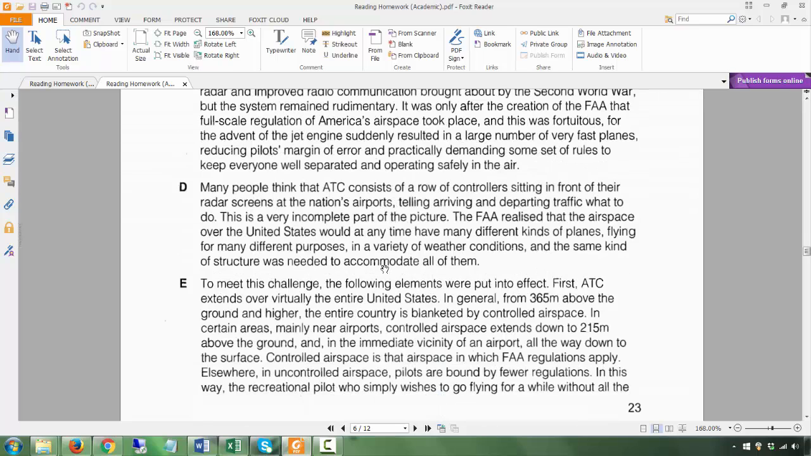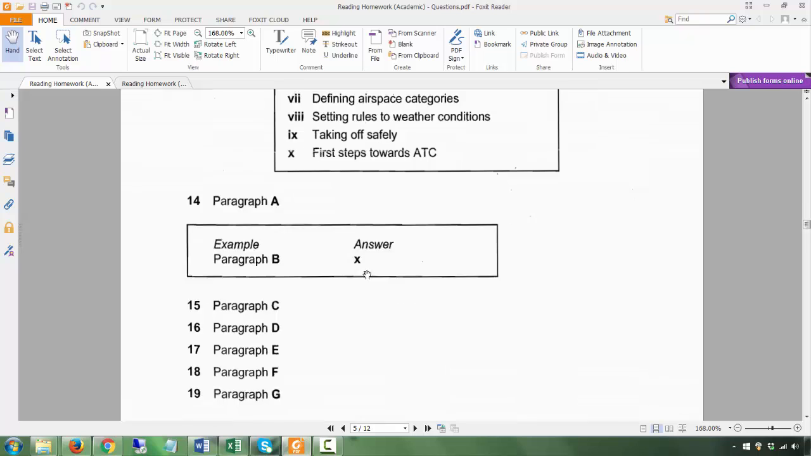So let's see paragraph D. Many people think that blah blah blah. Many people think this is a very incomplete part of the picture. Okay, so this is your opinion, your view is not complete. It's too simple. It's not complex enough. I mean, you can't just think that ATC consists of a row of controllers sitting in front of their radar screens at the nation's airport, telling arriving and departing traffic what to do. Okay, so this is an incomplete part. Again, the synonym, the paraphrase here, incomplete part of the picture.